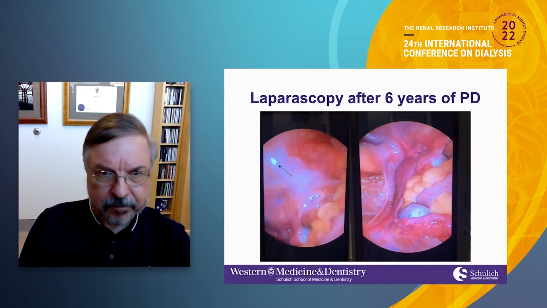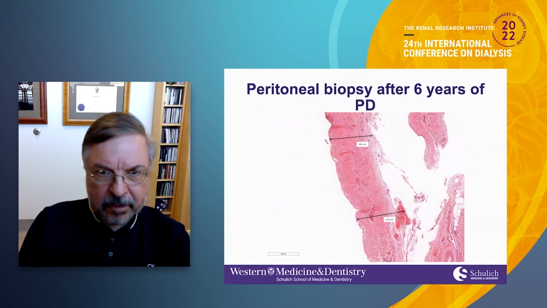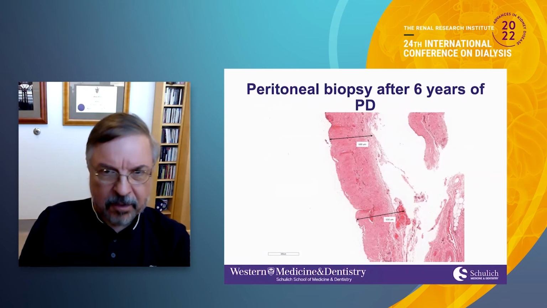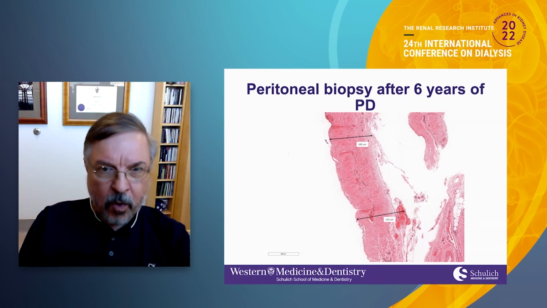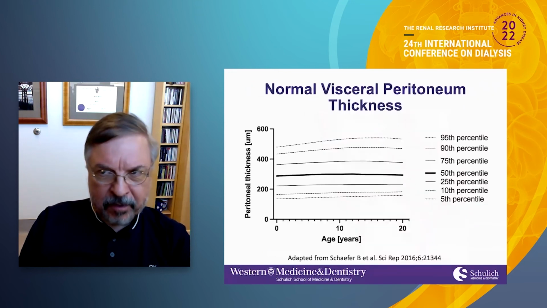Next. The histology, however, was absolutely not normal. This is here a comparison, 400 micrometers. Then you can see there's quite a thick peritoneal layer, similar to what I showed you on the non-physiologic solutions. So next, what is actually the normal membrane thickness?